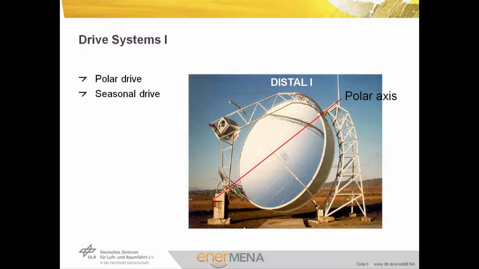In the next slide, you can see an example for a polar drive system. It's the Distal 1 system that was built at the PSA. The red line is the polar axis, and you can imagine that you can turn the whole concentrator setup around these axes. And during the seasons, we have to tilt these axes upward or downward. So we have two drives. One is the polar drive, which is the daily drive. We have to turn the concentrator with a constant speed of 15 degrees per hour. And then we have the seasonal drive, where we adjust the tilt of the axis during the year.